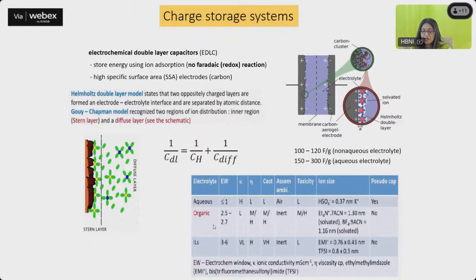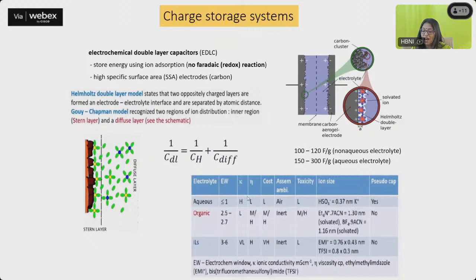If you look over here, you can see the types of electrolytes you can use: aqueous electrolyte, organic electrolyte, or ionic liquids. As you change the electrolyte, the electrolytic window changes. For aqueous electrolytes, the window is less than 1 volt. Whereas if you move towards organic electrolytes, it is between 2.5 to 2.7 volts. In ionic liquids, it is between 3 to 6 volts. And the viscosity also changes.